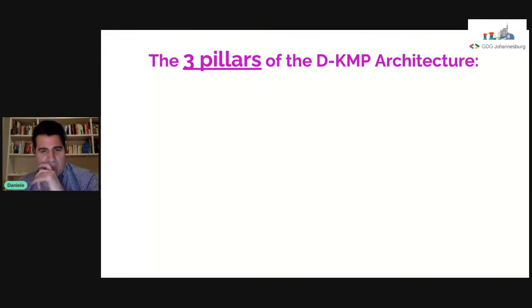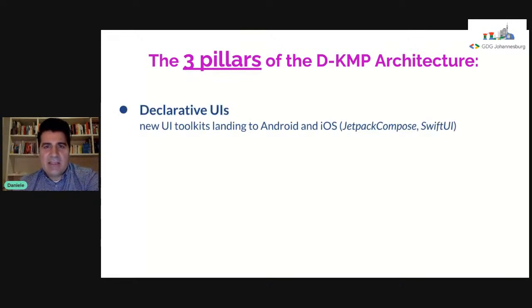So let's see which are the three pillars of this D-KMP architecture we'll be talking about today. As we said, declarative UIs. Now we have a declarative UI in Android, which is called Jetpack Compose, which is going to become 1.0 by the end of this year. And in iOS, we also have, since 2019, for 1.5 years, SwiftUI, which has replaced the traditional UIKit in iOS.